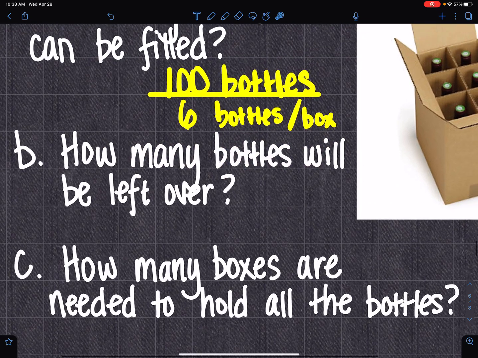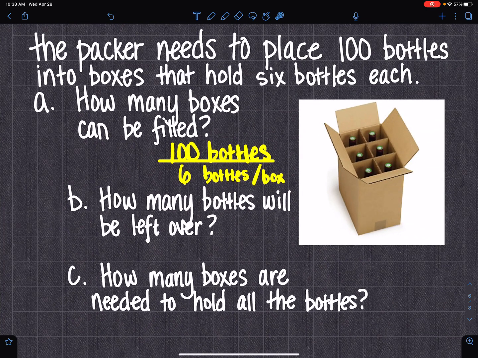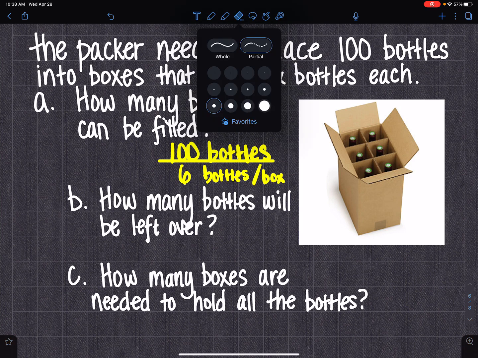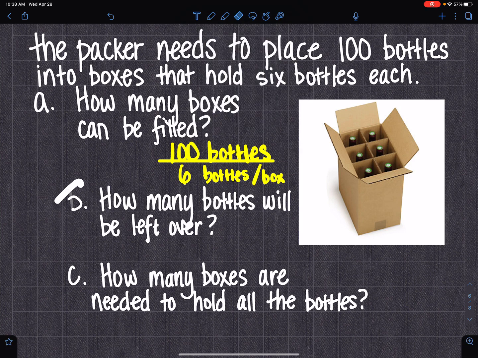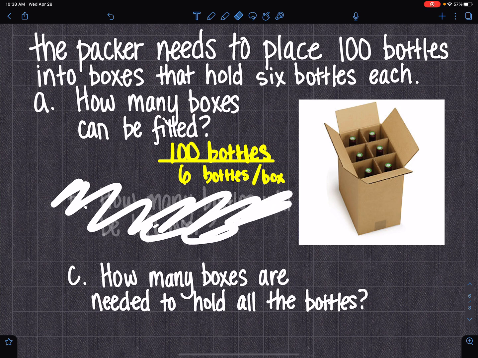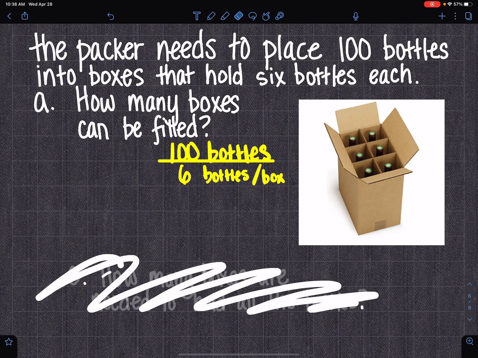So I need some more space to do this. Okay, let me find the space. I'm just going to erase this and I'll tell you the other parts of the problem. Okay, here we go.